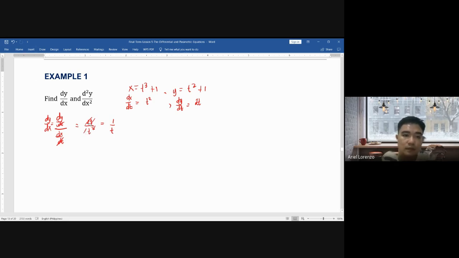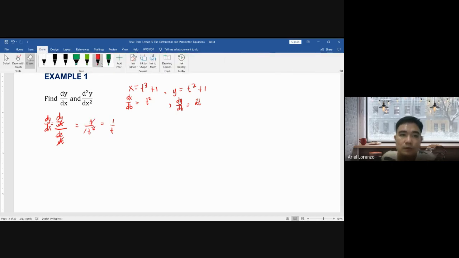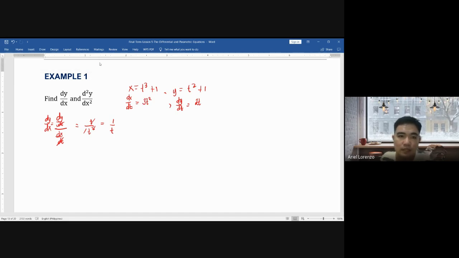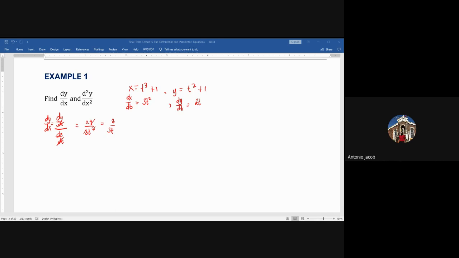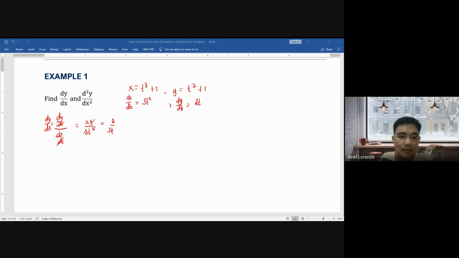Okay? So, nothing cancels out. Okay, so it should be, the derivative of t cube is 3t squared. So, dx all over dt is 3t. This is 2t. So, it becomes 2 over 3t. Is that right? Okay? So, what happens is you now have dy all over dx which is 2 all over 3t.